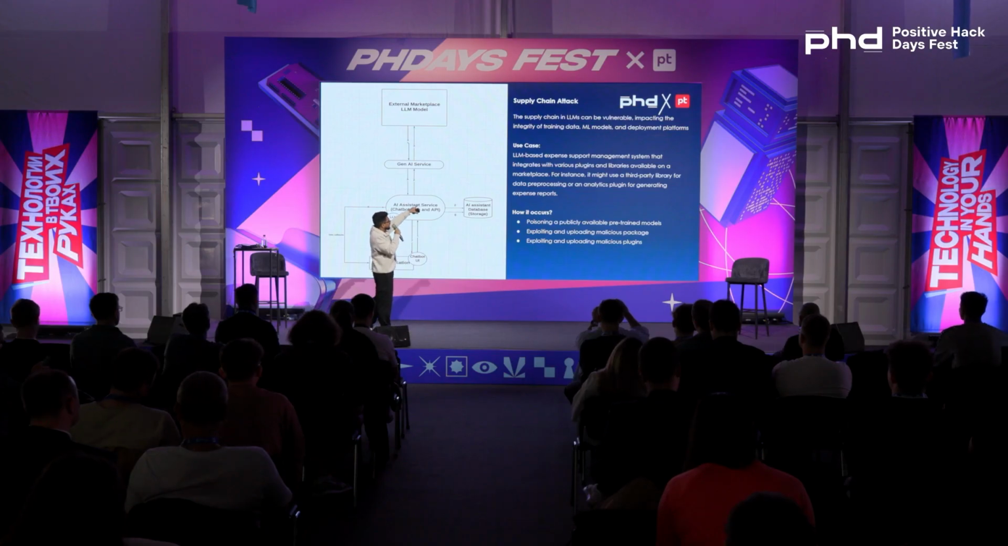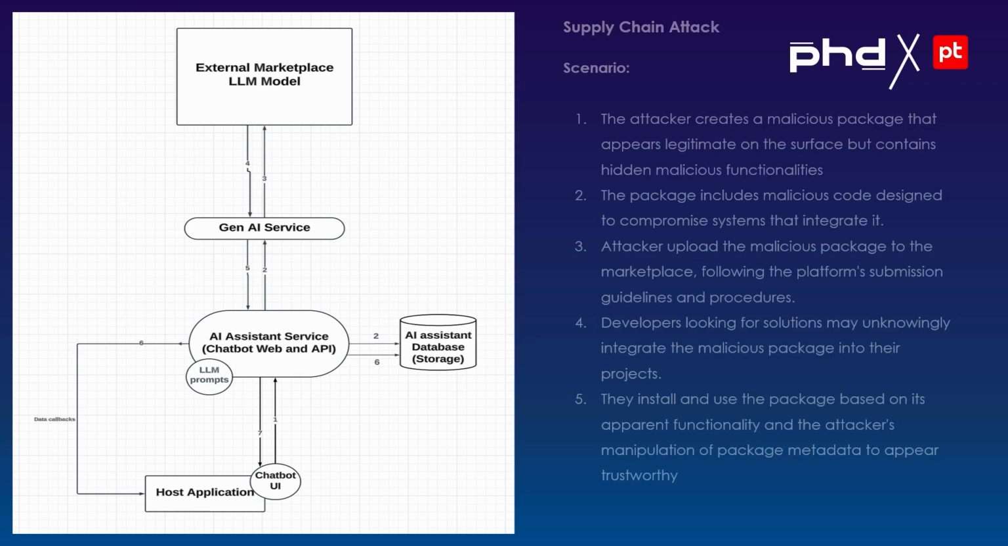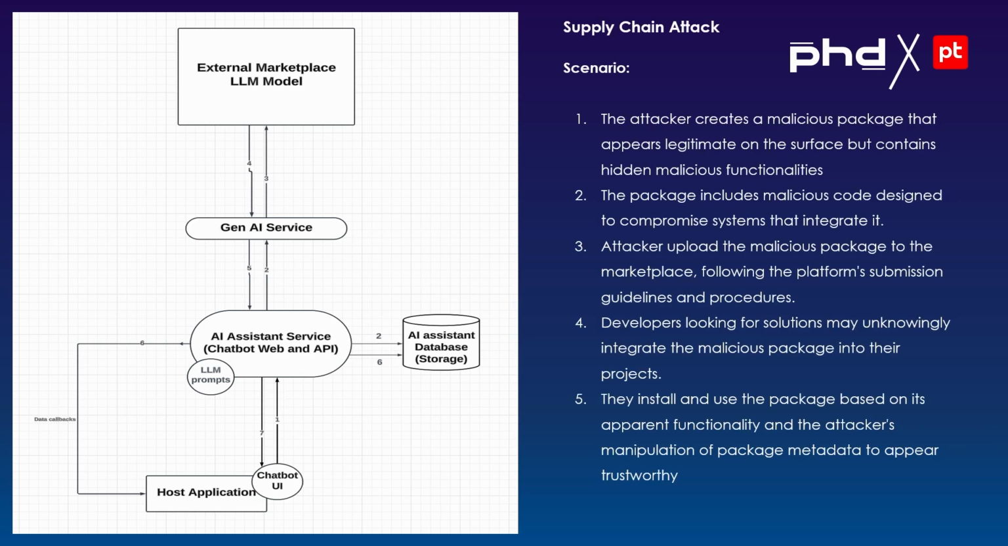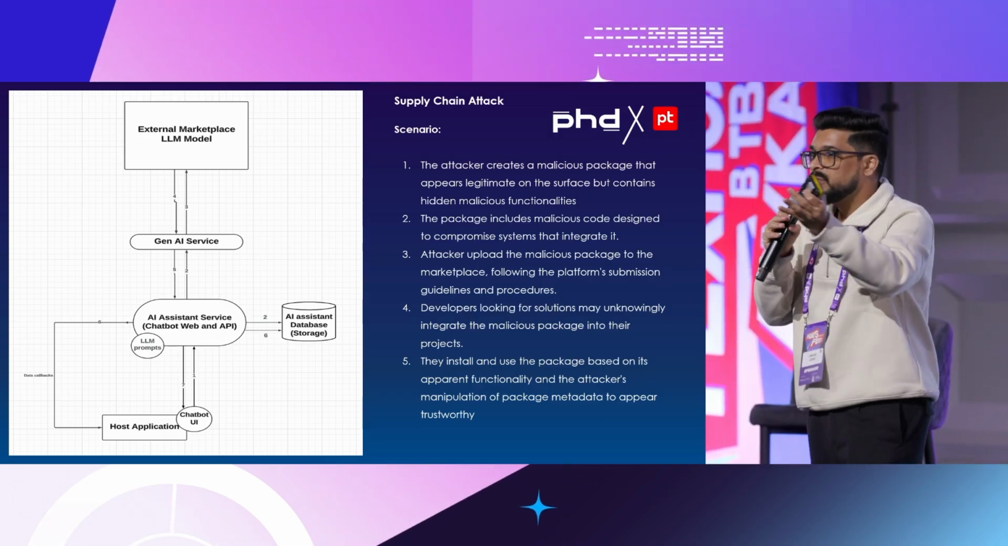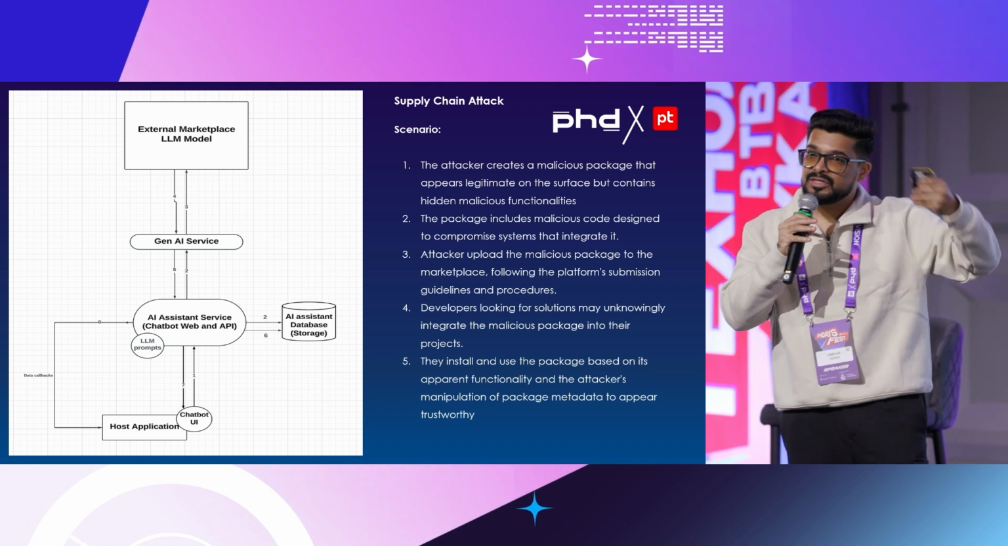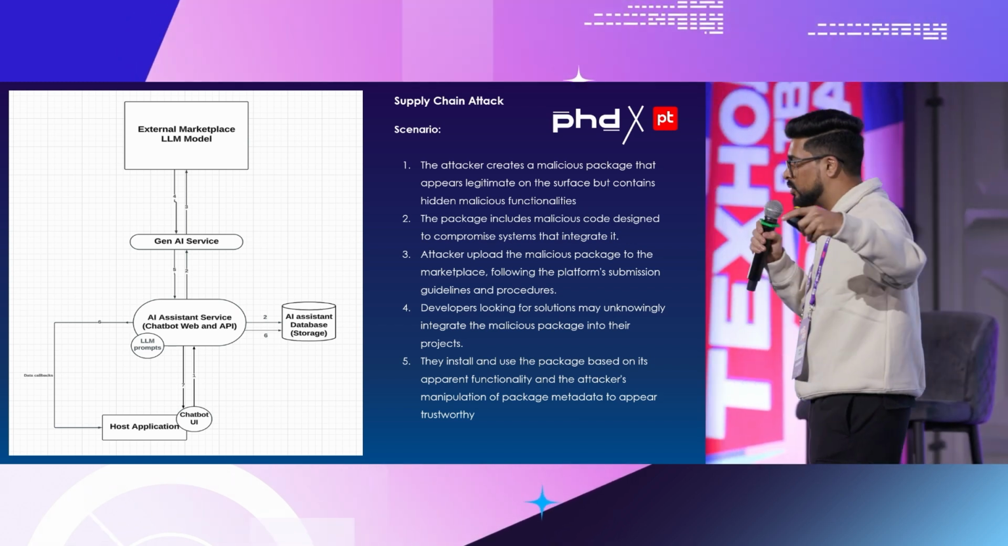Here, it's the training data, ML models, and deployment platforms. These are the three critical areas where the supply chain attack may occur. How this works is simple. You create a hidden malicious package, like the plugin we discussed, with malicious instructions, and that gets integrated into your LLM ecosystem.